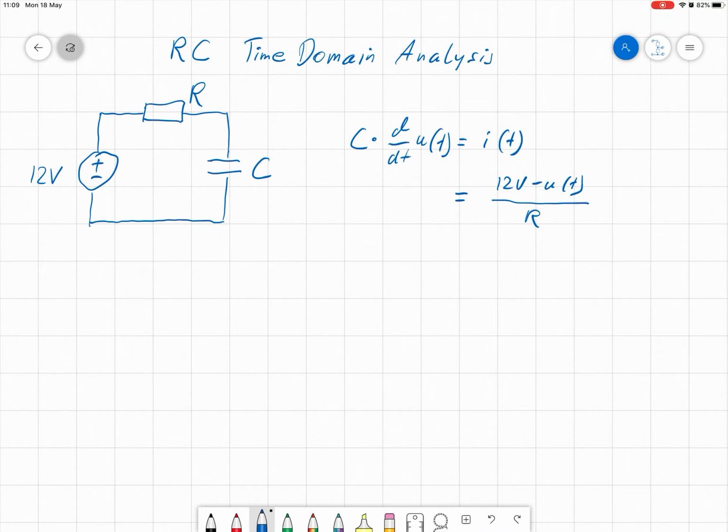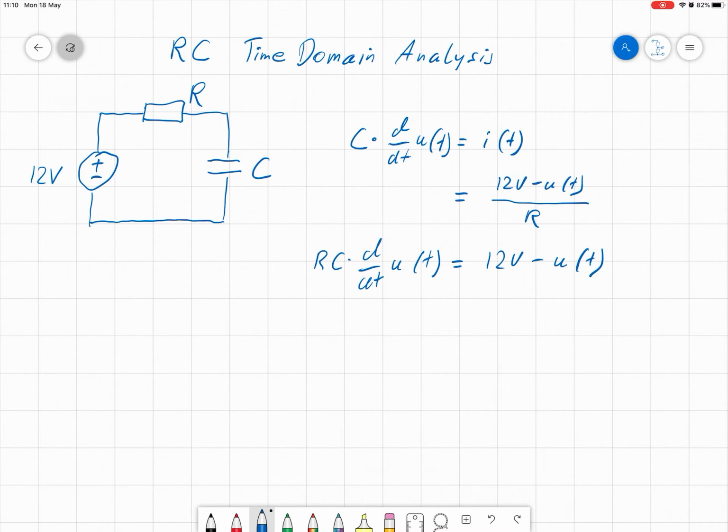We can simplify it a little bit by multiplying everything by R. Then we get rid of this fraction and we get RC times d/dt U(t) is equal to 12 volt minus U(t). And we have eliminated the current. We have a nice, simple first order differential equation. And now you're going to say, that's great, but how do I solve a first order differential equation?